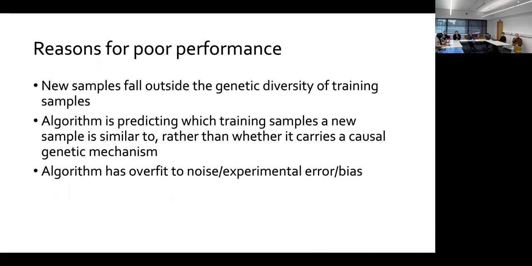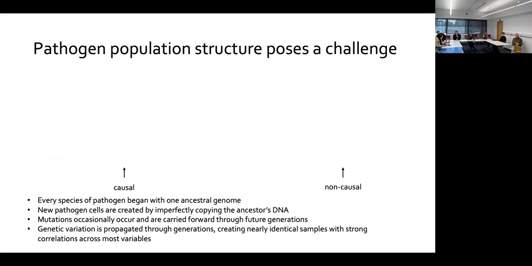So why might this be happening? There are a few reasons why these algorithms might perform poorly on new data. One is that the new samples from Europe might just be really genetically different to the samples from America, and therefore it's difficult to generalize. Another reason might be that the algorithm is predicting which training samples your isolate is similar to, rather than whether your isolate carries a genetic difference that would cause resistance. Or maybe the algorithm is overfit to noise in the data, experimental error, bias, things like that. So there are a few possibilities.